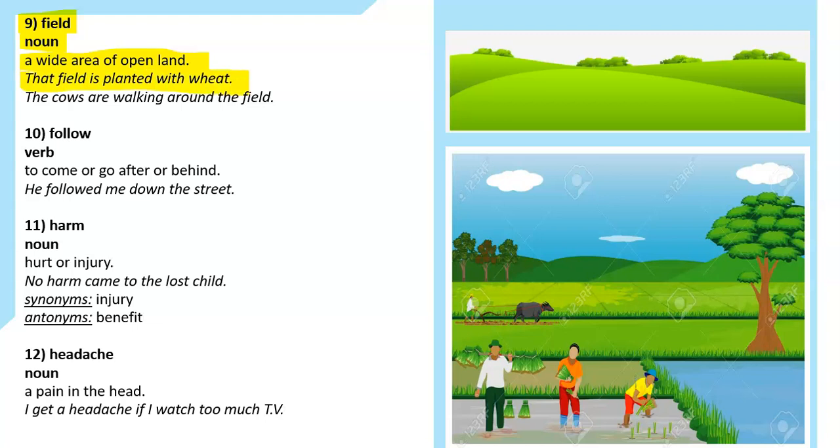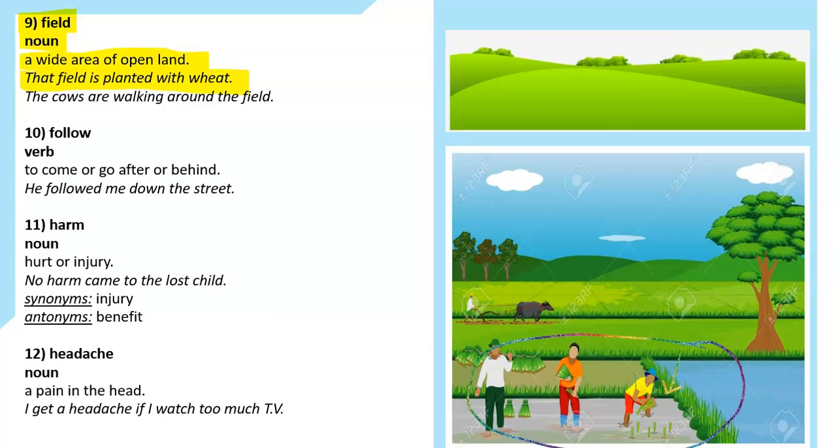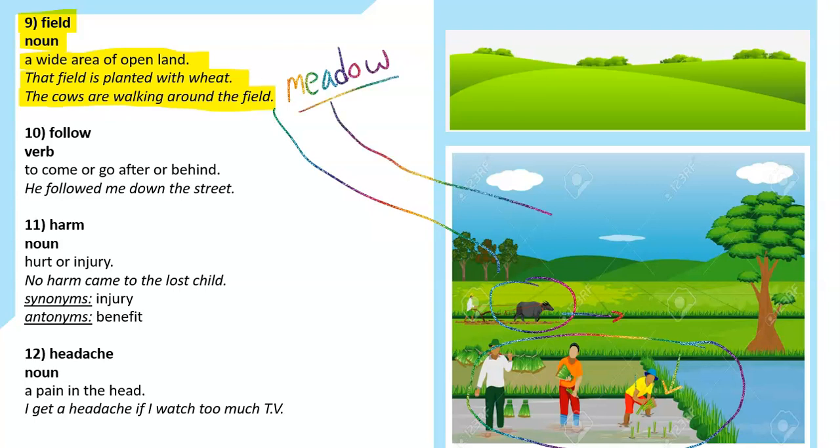In this picture too, you can see the field and there's some plants in the field. So in this one, we can say the field is planted with rice. Or we can say the cows are walking around the field. Here in this picture too, you can see a cow or an ox walking on the field. So this word, again, is very similar to the word meadow, and a lot of times we use field to talk about the land where farmers are planting something.